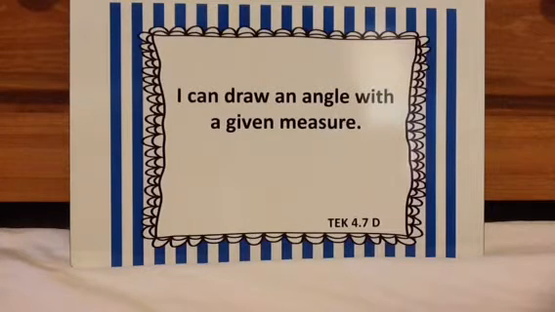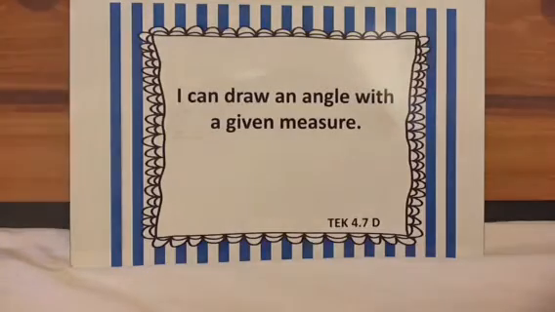Hi scholars, today we're going to look at TEK 4.7d. It says I can draw an angle with a given measure. For this you will need to have a protractor and white paper and follow along with me so I can show you how to draw an angle. So let's get started. Let's look at an example.